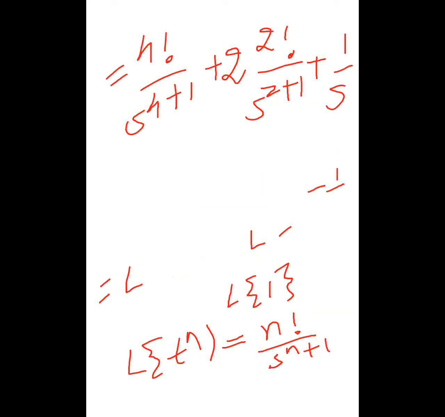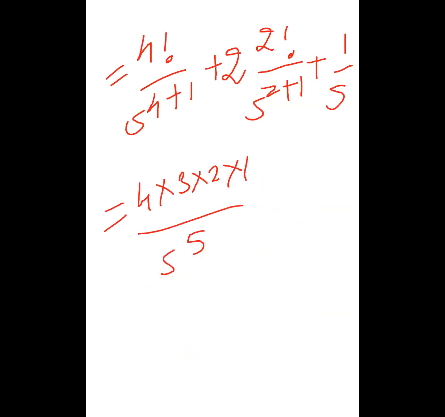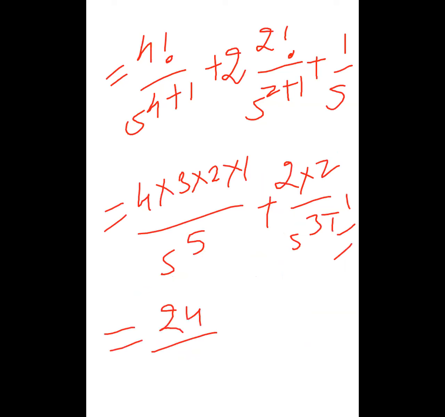4 factorial equal to 4 into 3 into 2 into 1. So 4 into 3 into 2 into 1 by s power 5. 2 factorial equal to 2. So 2 into 2 by s cube, plus 1 by s. So 24 by s power 5 plus 4 by s cube plus 1 by s is the required answer.